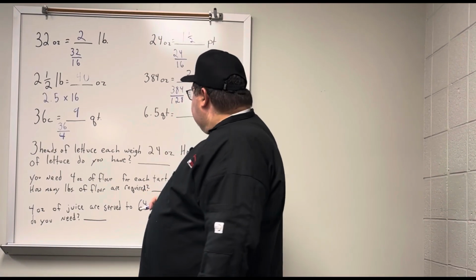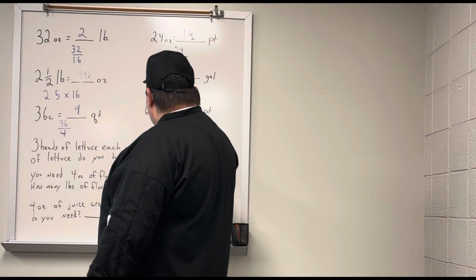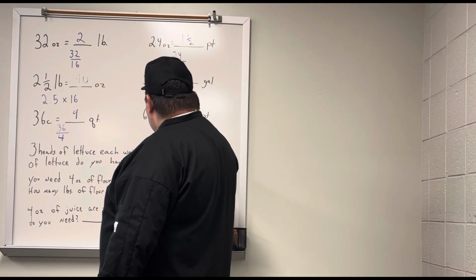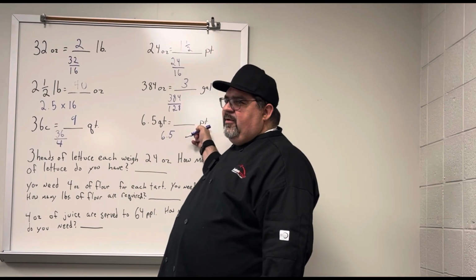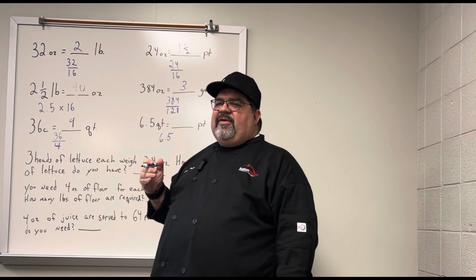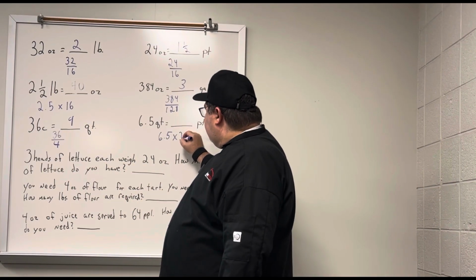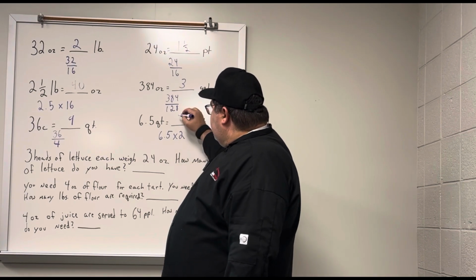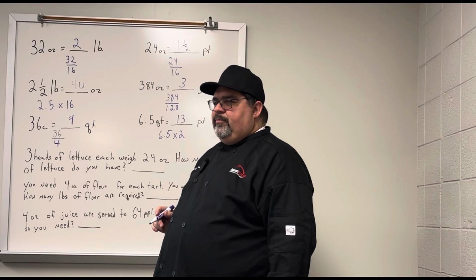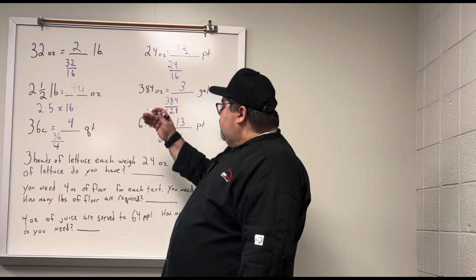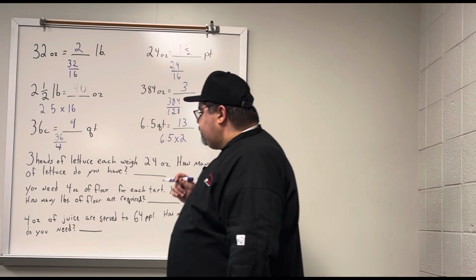6.5 quarts is how many pints? So we have 6.5. There are 2 pints for every quart. So this is a multiplication problem. We're going to take 6.5 times 2. That's going to give us the answer of 13. So these are the easy ones, if you will.